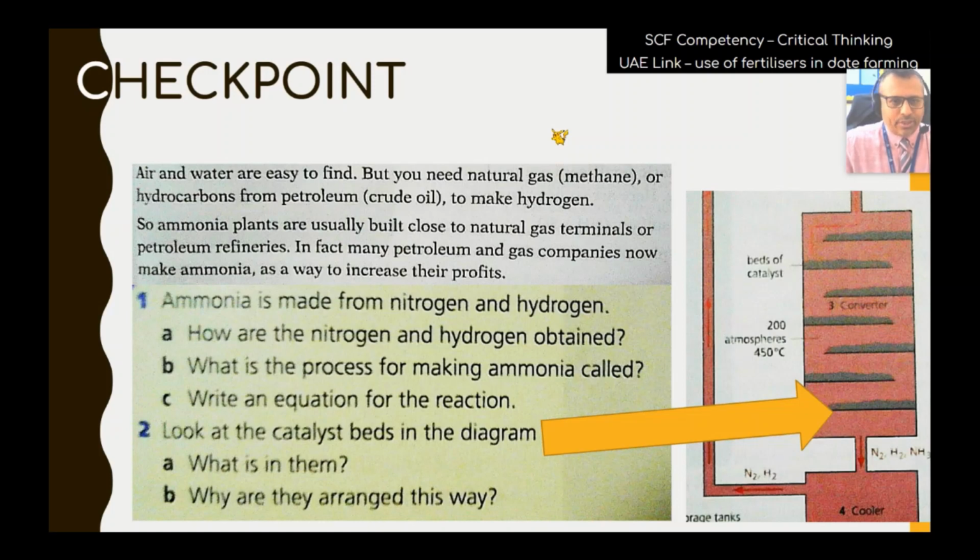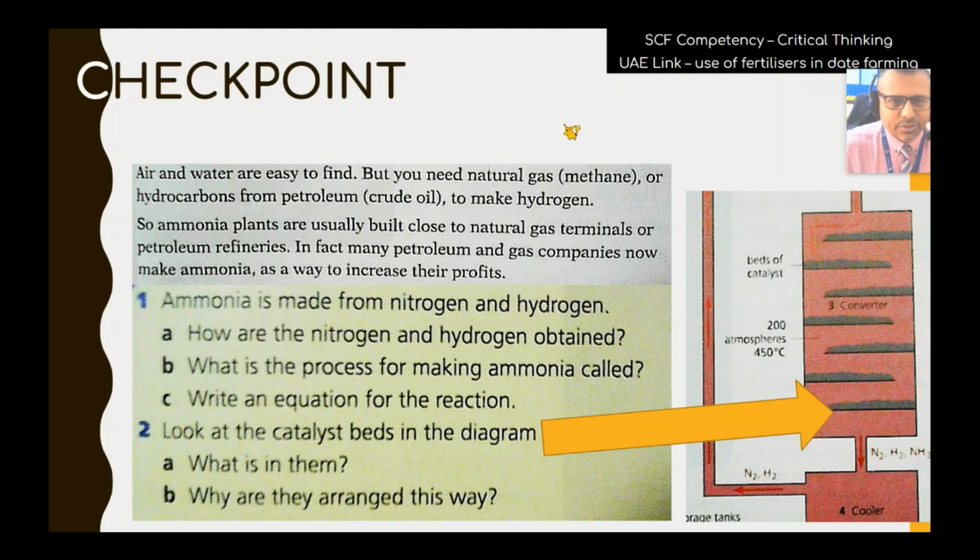A quick checkpoint, so you can pause the video and tackle these questions. Ammonia is made from nitrogen and hydrogen. How is the hydrogen and nitrogen obtained? What is the process for making ammonia called? Write an equation for the reaction. And then look at the catalyst beds in the diagram. What is in them and why are they arranged this way? Okay, so pause the video, have a go at those questions.